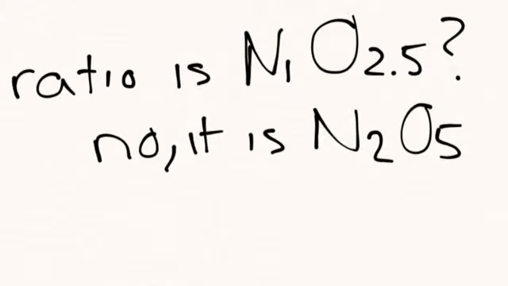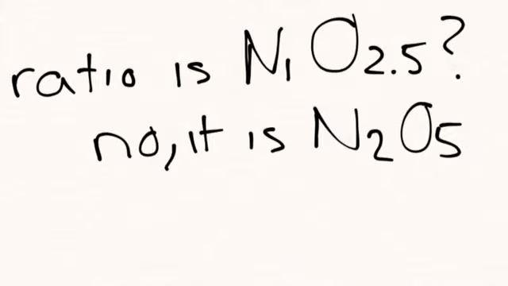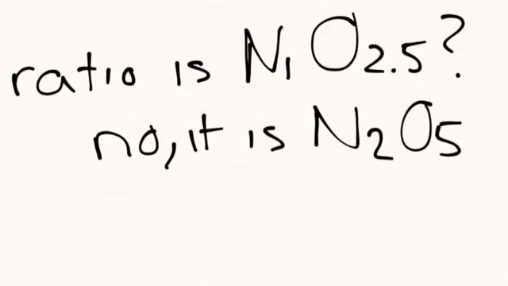So does that mean that the empirical formula ratio is N1 and O 2.5? No. If you remember Mr. D's chart that he put on the board, when there is something .5, you multiply both sides by 2 to get N2O5.